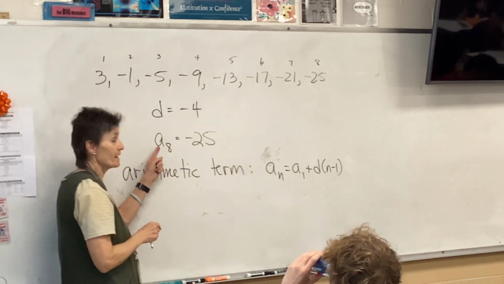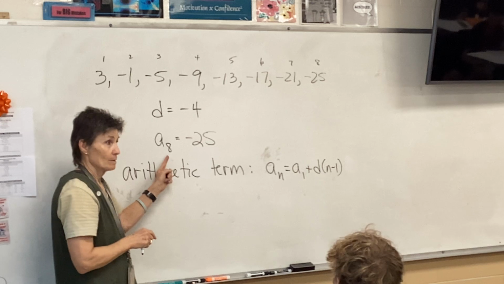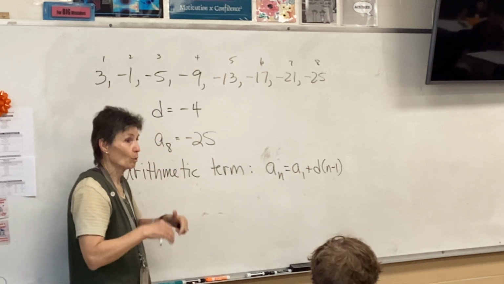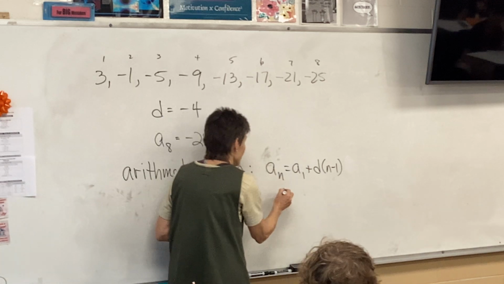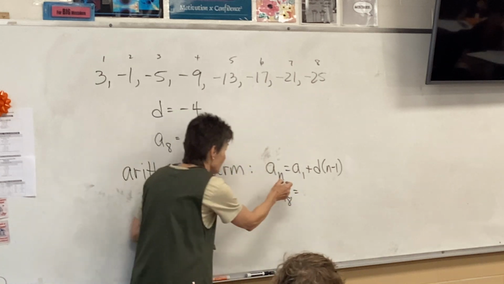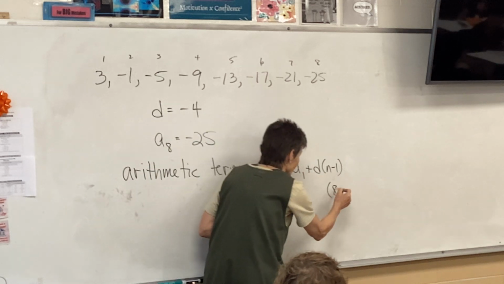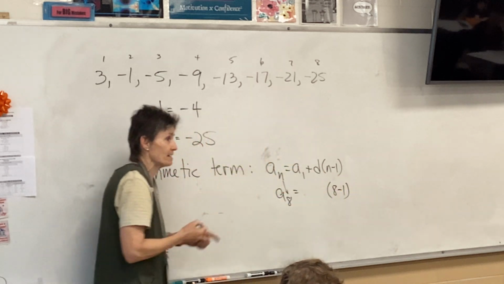We wanted to find the 8th term, or the 800th term, or whatever term. So n is the term that we are finding. We want to find a sub 8. So n is 8. That means this n is going to be 8. Every n is 8 in the formula.